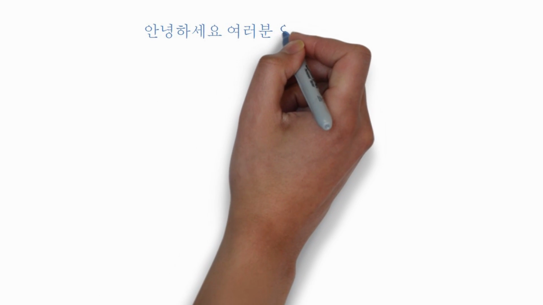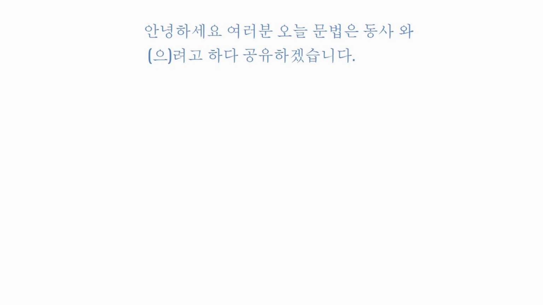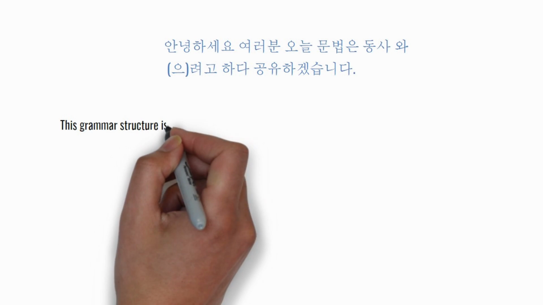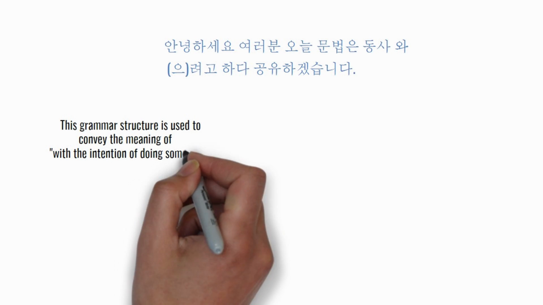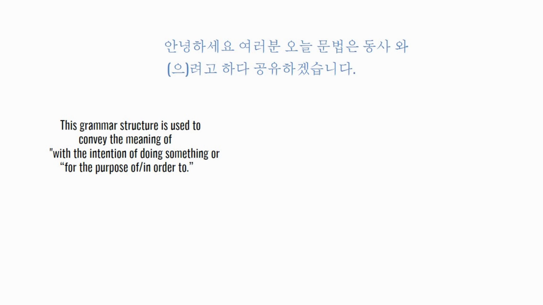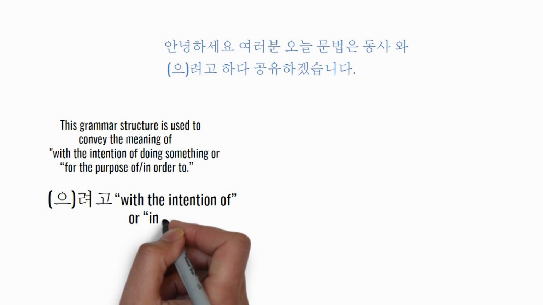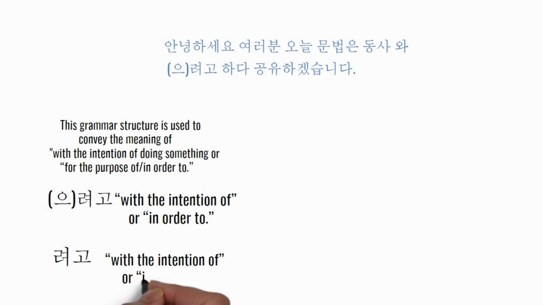안녕하세요 여러분. 오늘 문법은 동사와 우려고 하다 공유하겠습니다. This grammar structure is used to convey the meaning of with the intention of doing something, or for the purpose of, or in order to. When we add uryogo to the stem of a verb, it gives the meaning of with the intention of, or in order to. When we add ryogo to the stem ending in a vowel, it equally gives the idea of with the intention of or in order to.